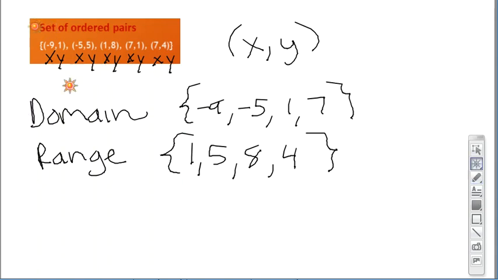So in this set of ordered pairs, which is finite, we have different elements within the set. The domain of this set is -9, -5, 1, and 7. Remember, domain is your x values, and the range of the set is 1, 5, 8, and 4. Okay, remember the range is your y values.